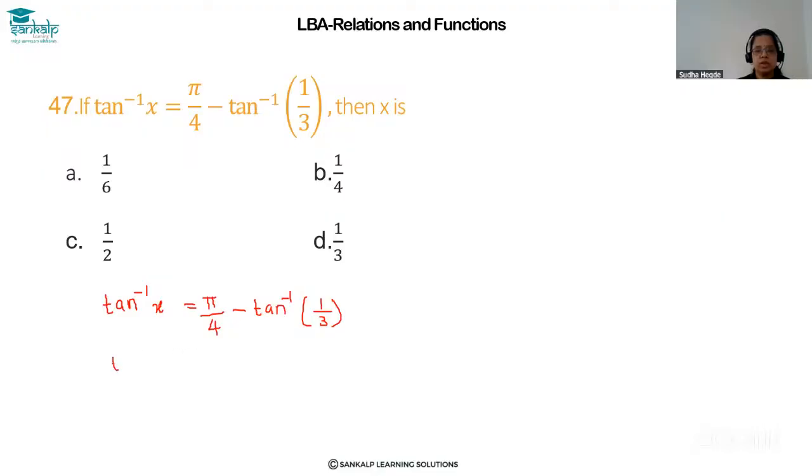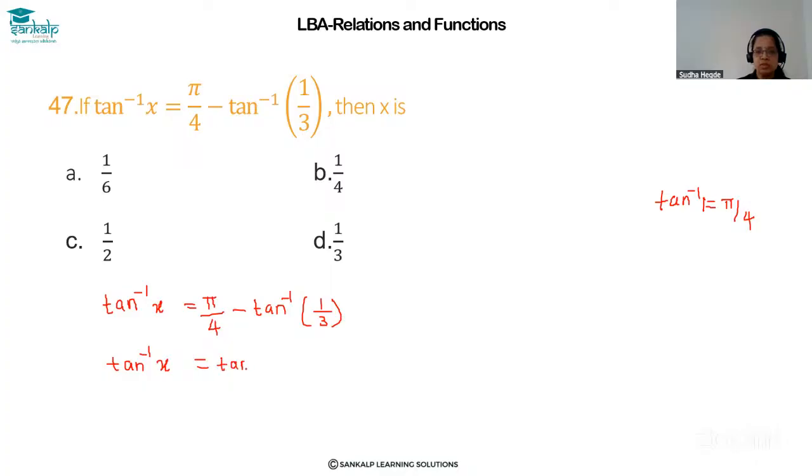So it is tan inverse x. Can I write this pi by 4 as tan inverse 1? Because tan inverse 1 is equal to pi by 4, because tan pi by 4 is 1. Okay. So I am replacing pi by 4 by tan inverse 1.